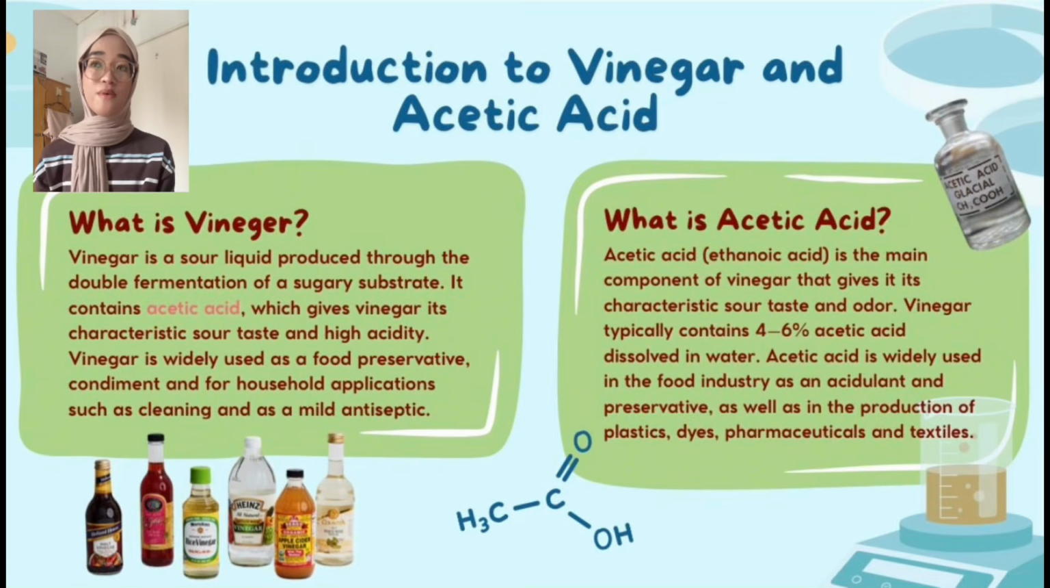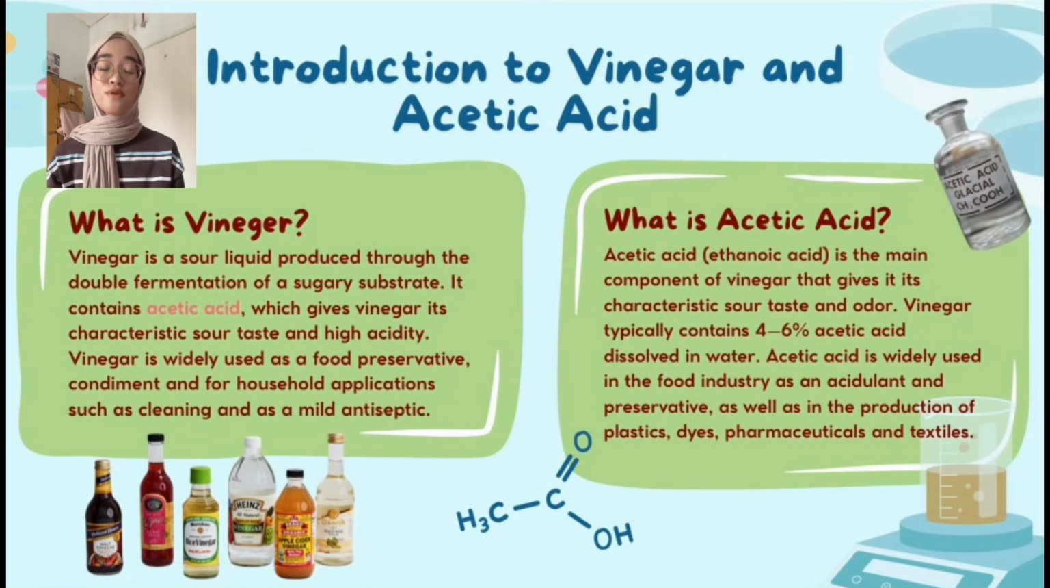First, vinegar is a sour liquid produced through the double fermentation of sugary substrate. In this process, sugar is first converted into alcohol, and then the alcohol is converted into acetic acid. This acetic acid is what gives vinegar its sour taste, strong smell, and high acidity. Vinegar is commonly used as a food preservative, condiment, and also for household purposes such as cleaning and as a mild antiseptic. Next, acetic acid, also known as ethanoic acid, is the main component of vinegar.